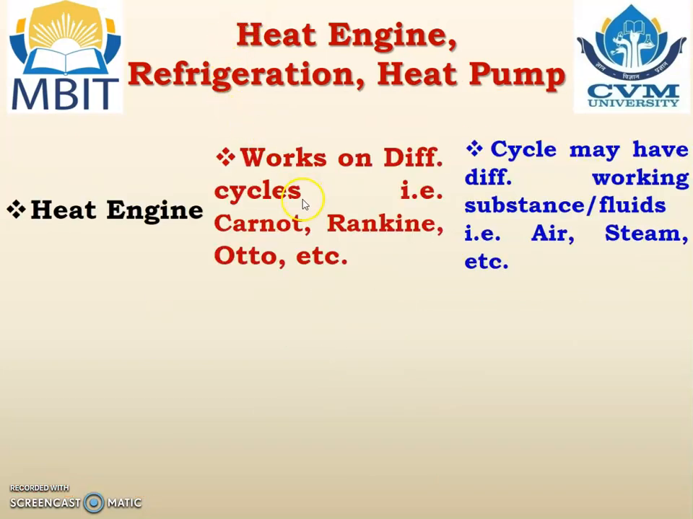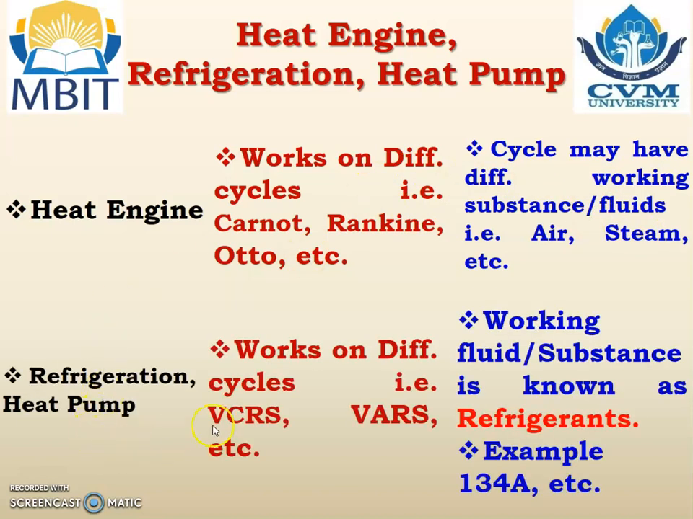Now let us study the difference between the heat engine and the refrigeration. A heat engine works on different cycles as we have studied. And what were the cycles? Carnot cycle, Rankine cycle and Otto cycle. And those cycles may have different working substances, working fluids, that is air, steam, etc. We know that the Carnot cycle has air as a working medium. Similarly, in the Carnot cycle, it can have vapor or steam as a working medium. Similarly, the Rankine cycle has steam or vapor as a working medium. The Otto cycle has air as a working medium.